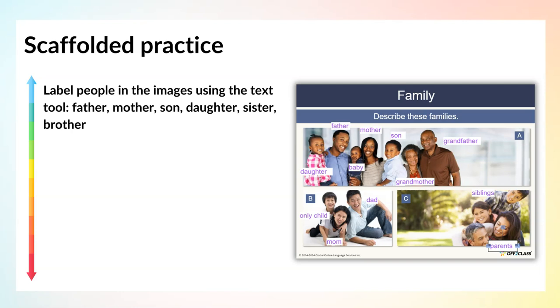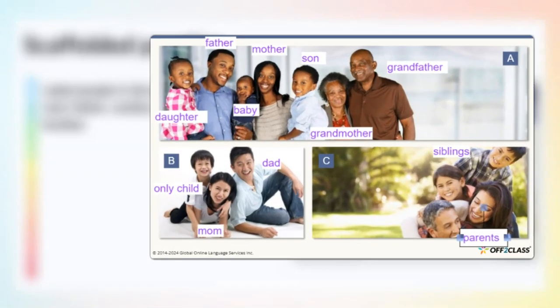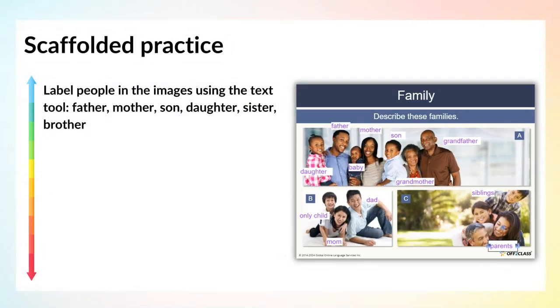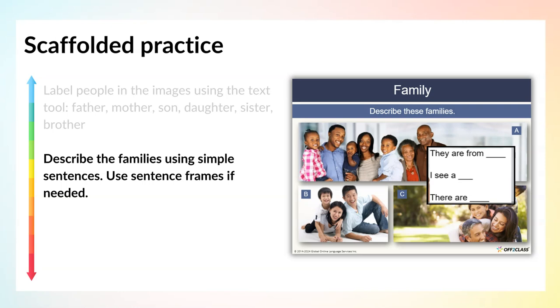Use the embedded text tool on the slide to add labels to the image, such as father, mother, son, or other family descriptors. You can also add sentence frames to the slide to help students with those descriptive structures.